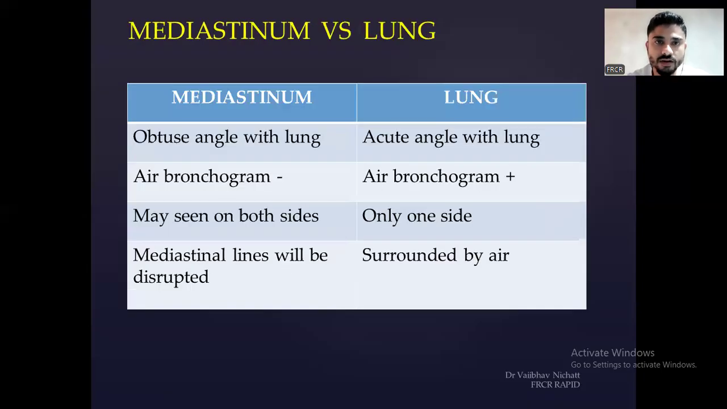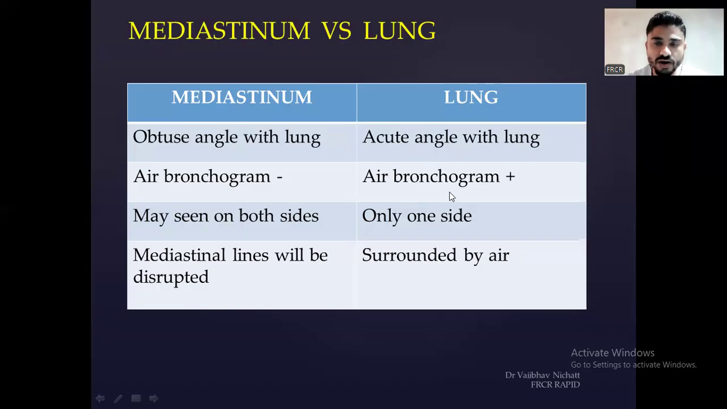Okay. Now, how to distinguish lung mass from the mediastinal mass? This is very simple. We have been studying this from day 1 of our radiology residency. If the mass is forming an acute angle with the lung, then this is a lung mass. If it is forming an obtuse angle with the lung, then it is a mediastinal mass. If it is broad based towards the mediastinum, then predominantly it is of mediastinal origin. If it is not broad based, it is narrow based towards the mediastinum, then it is lung in origin.